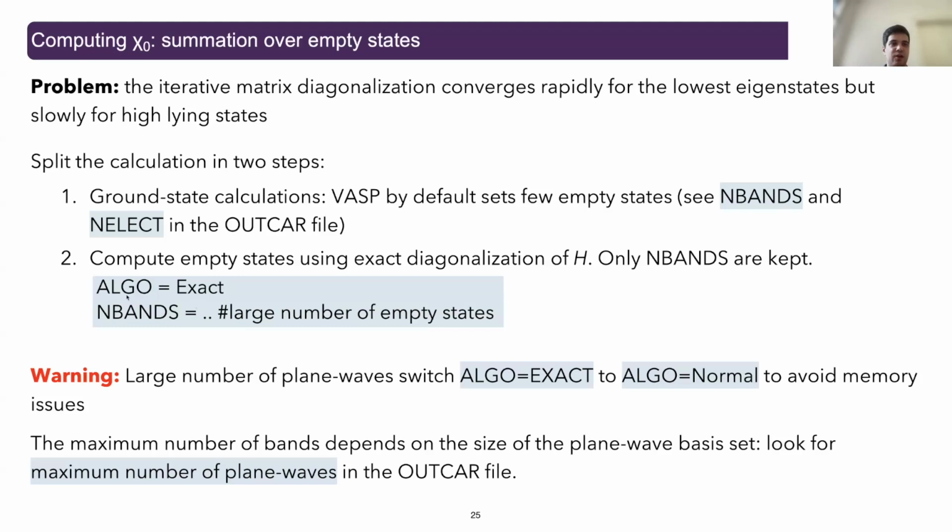You do so by setting ALGO equals Exact in your INCAR. A word of advice: if your system is extremely large and you need several thousands of bands, setting ALGO to Exact can lead to out-of-memory issues. Here you'll have to compromise between accuracy and feasibility, and you should, in principle, try to help it by setting ALGO equal to Normal to prevent your calculation from stopping abruptly due to lack of resources. In your OUTCAR, you can check the maximum number of bands that you can compute for a given system by checking for the maximum number of plane waves.